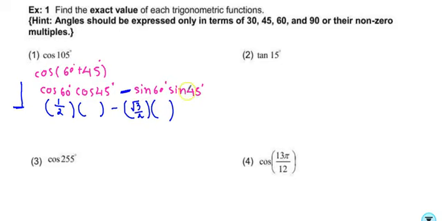Cosine 45, sine 45. Both legs are the same. We know that for cosine 45 and sine 45, the two legs are the same, so that means both numbers are the same. Here, I'm not going to write 1/√2. I want to use √2/2, and you will see why.